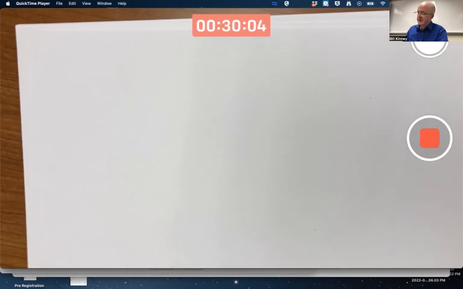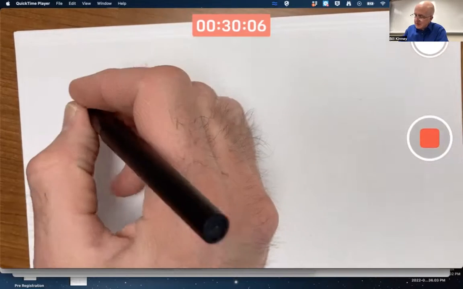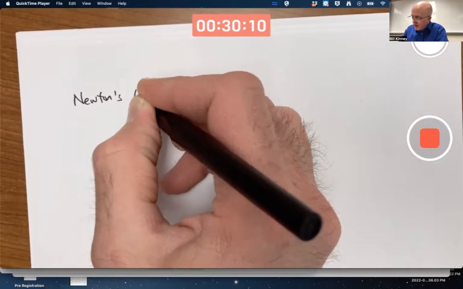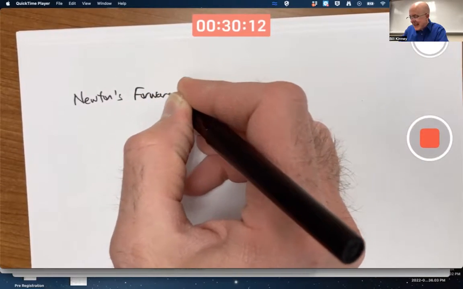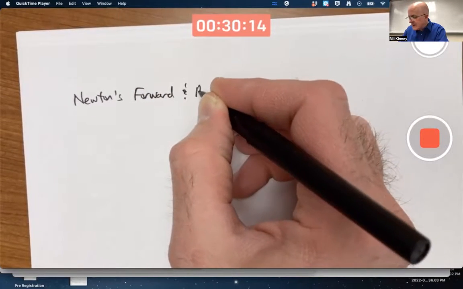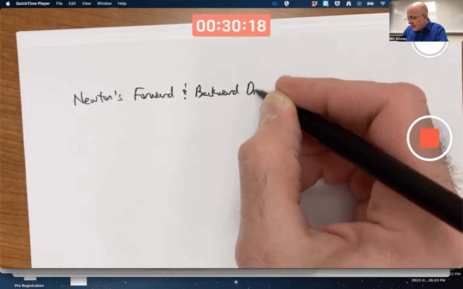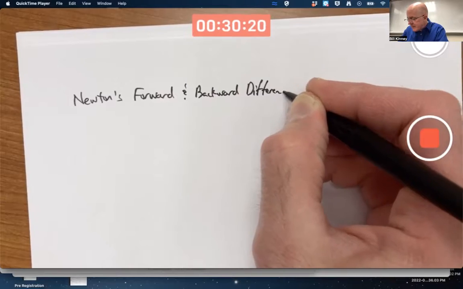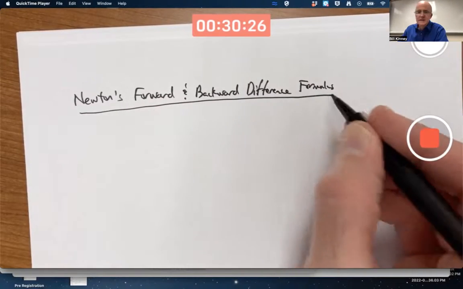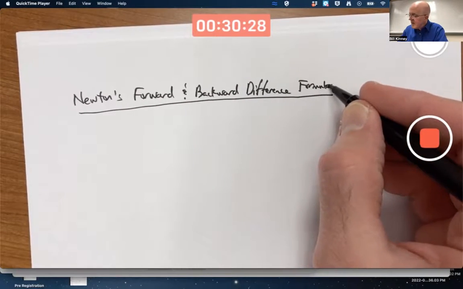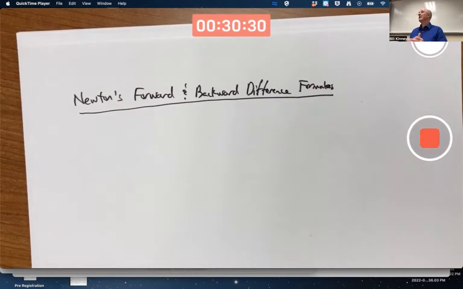So our main topic for today is Newton's forward and backward difference formulas for interpolation. We're still talking about function interpolation. We're doing that this week. We're still doing it next week. More about function interpolation next week as well.